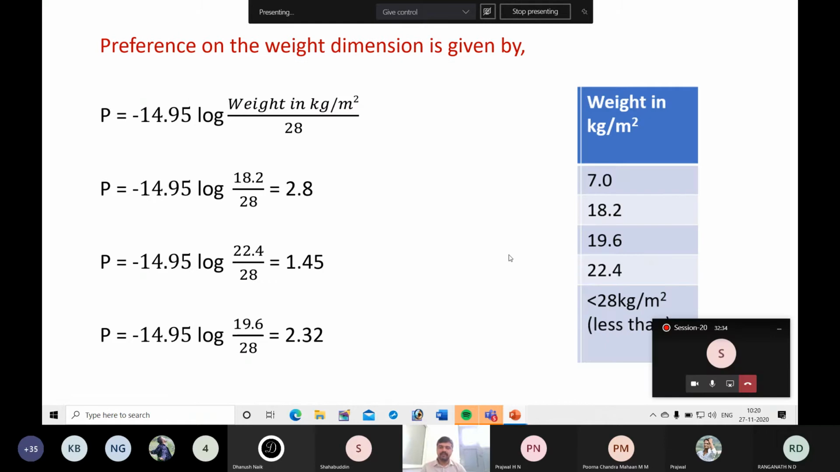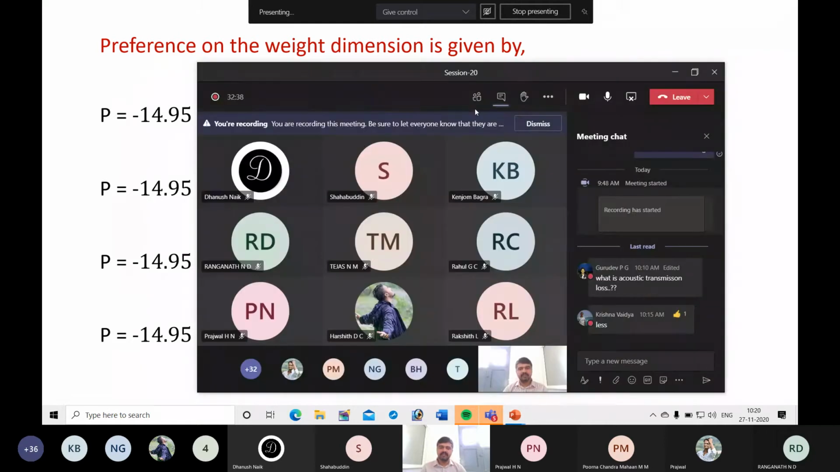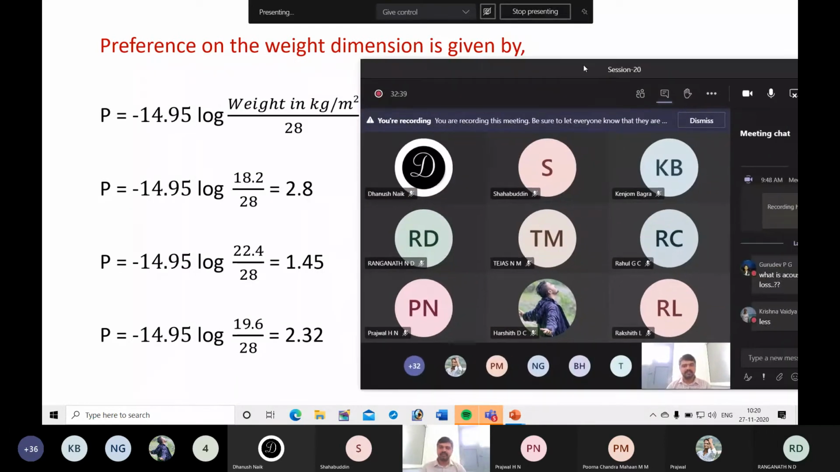If you have any doubt regarding this, you can ask. Same procedure we will follow for remaining quality parameters also. If you have any doubt, you can ask.